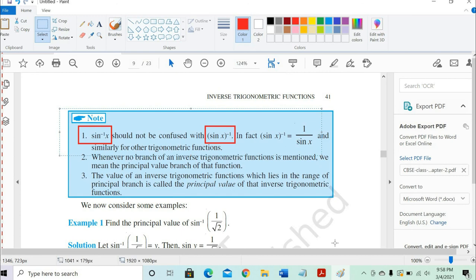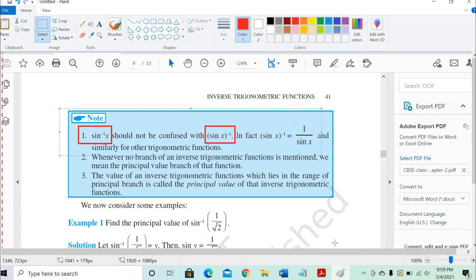Yes, sir. Excellent. So whenever no branch of an inverse trigonometric function is mentioned, we mean the principal value branch of that function. When you don't mention any branch, it is basically the principal value branch. You remember that part, whatever range we discussed. That one only.